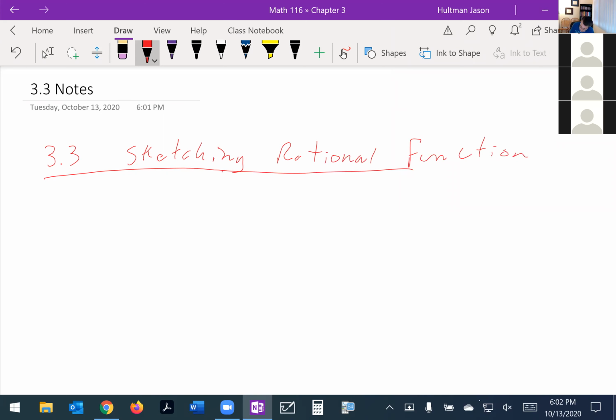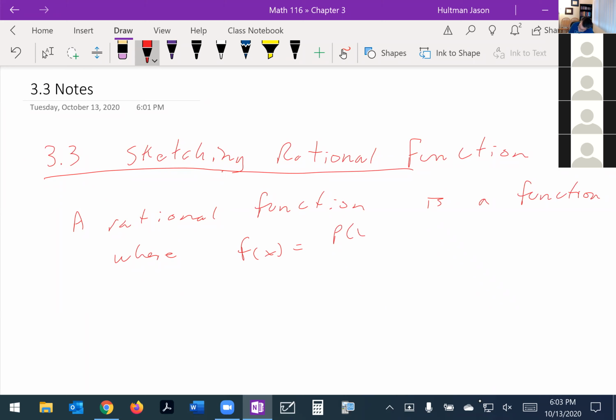Okay, so a rational function is a function where f of x is equal to p of x over q of x, where p of x and q of x are polynomials. So it's basically one function over another function. We call that a rational function.